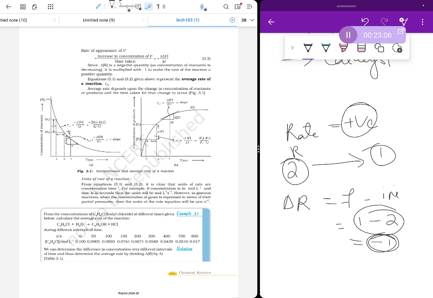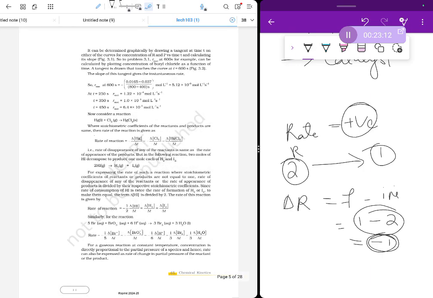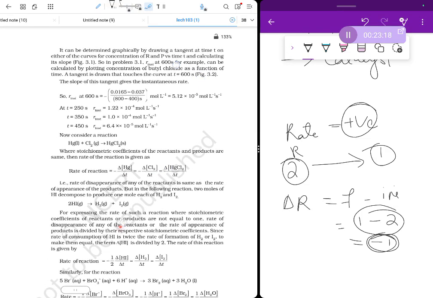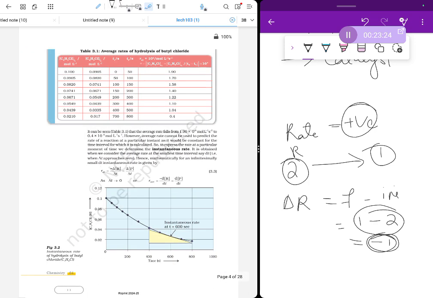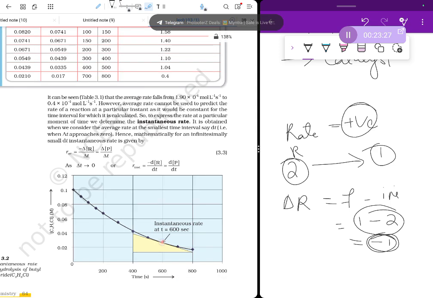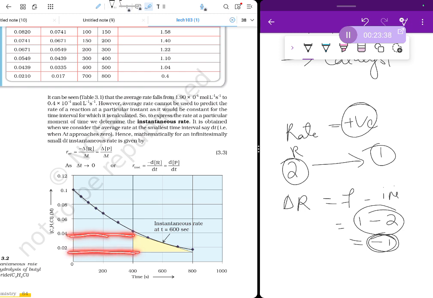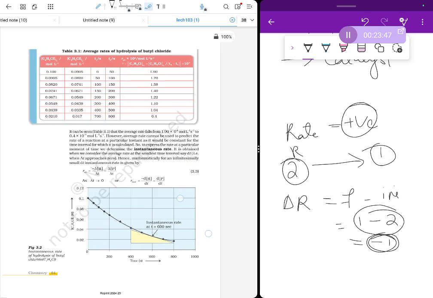At 600 seconds, Table 3.1, 600 seconds, 0.01, okay, 800. At 600 seconds, you can see here from this graph, I have drawn this one, it is reaching at this point. The y-axis touches here as well as here, and the x-axis touches at 400 and 800 interval. So the slope of the line will be delta y by delta x. That's what they have taken here.